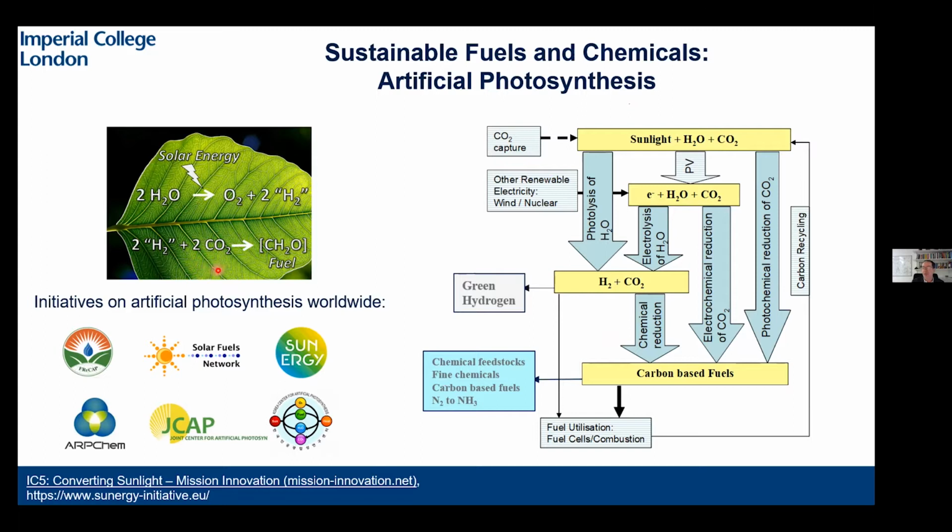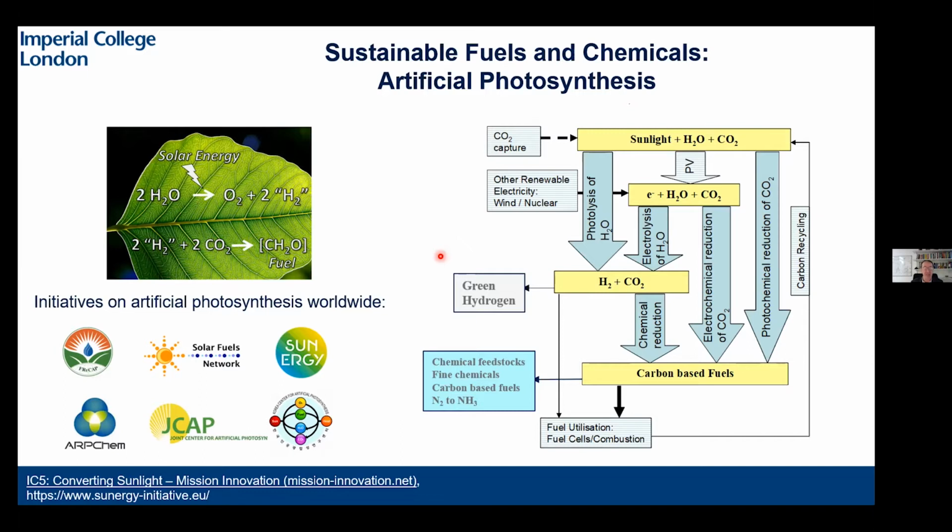And equally, plants did not evolve to have particularly high rates of overall conversion of sunlight to useful energy. And we would like to develop systems which are able to convert sunlight, storing that energy into chemical bonds, and particularly do that in ways which don't involve competition with food production. And there are now many initiatives around the world trying to achieve this.